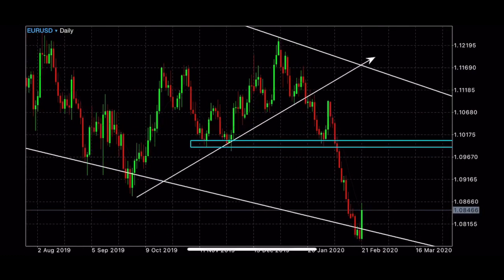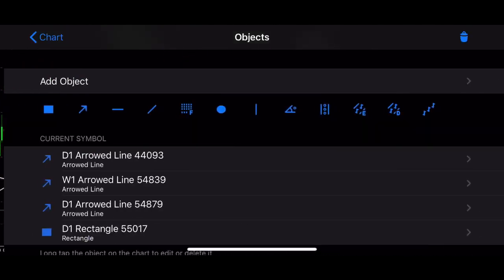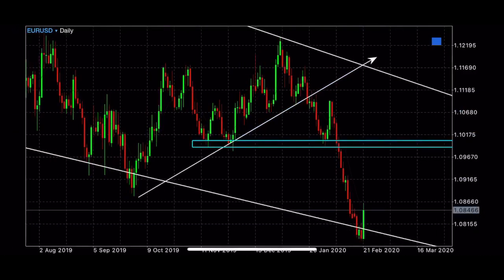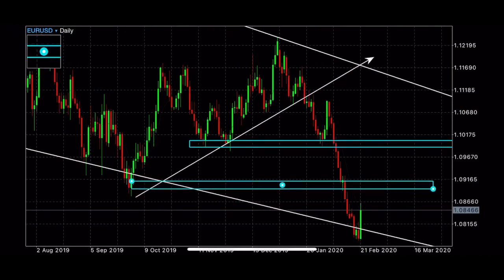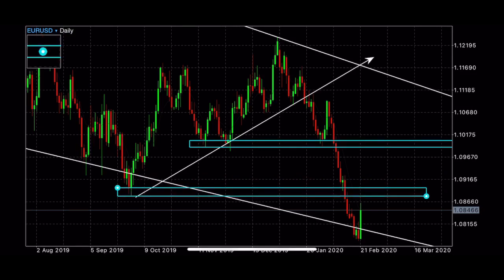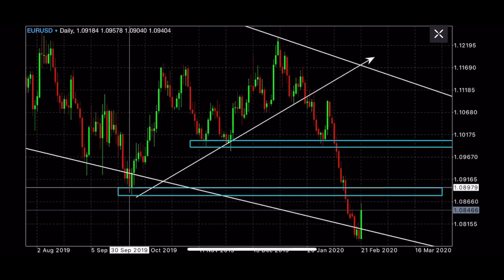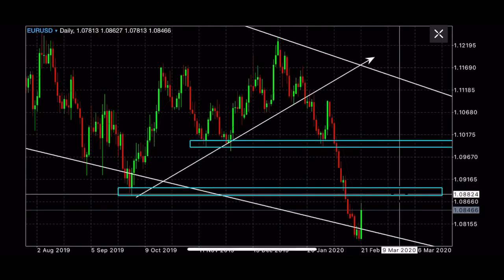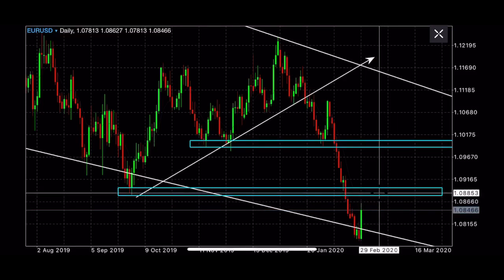And also we have another resistance zone that I'm seeing right now, a support turned resistance now, which was here. And if you don't understand why I'm drawing this, it is because we previously had support there, which now is acting as a resistance.